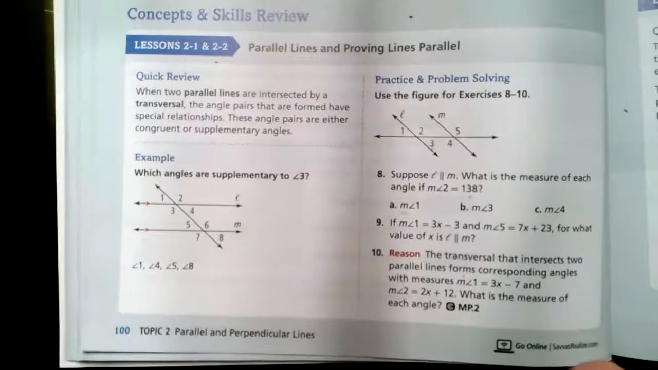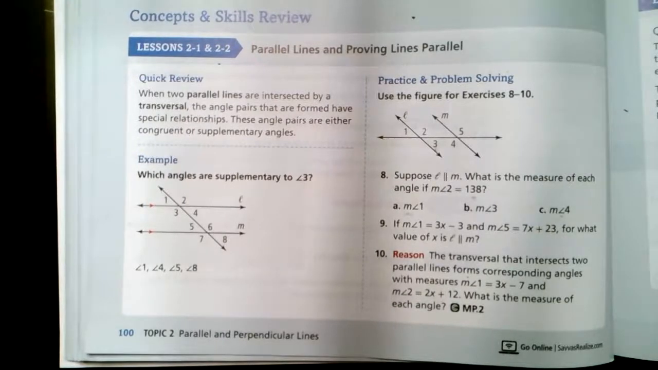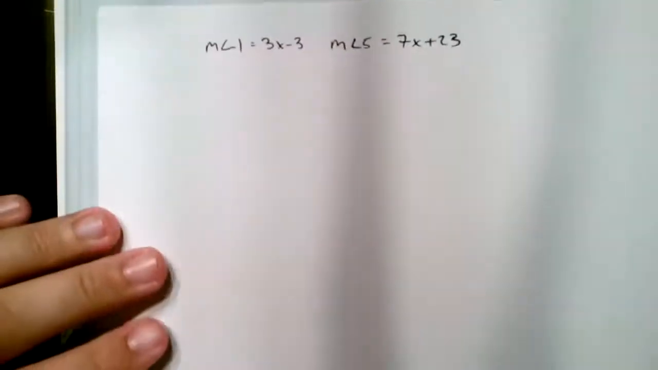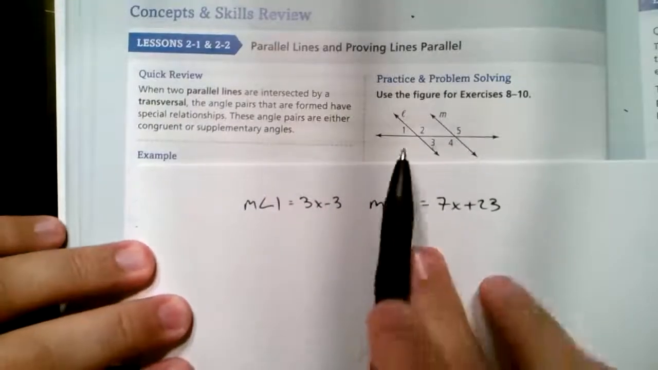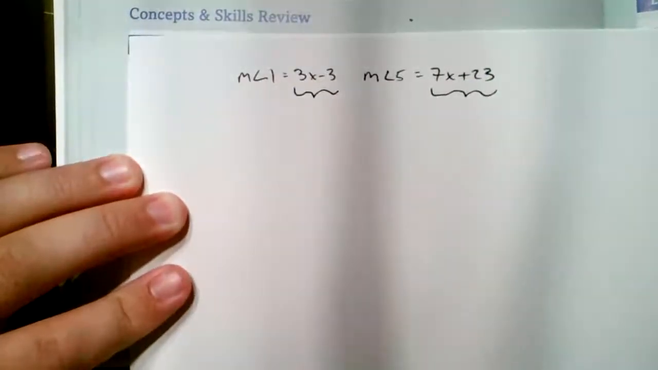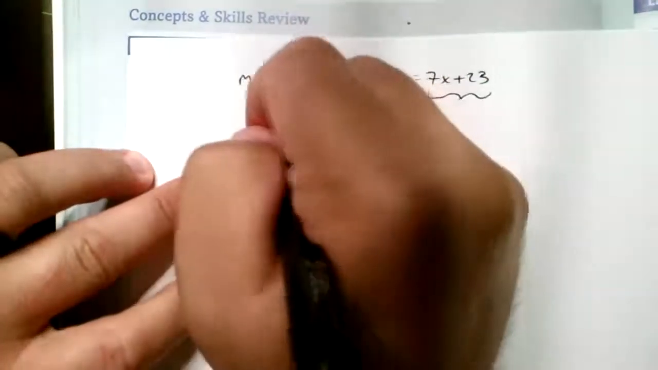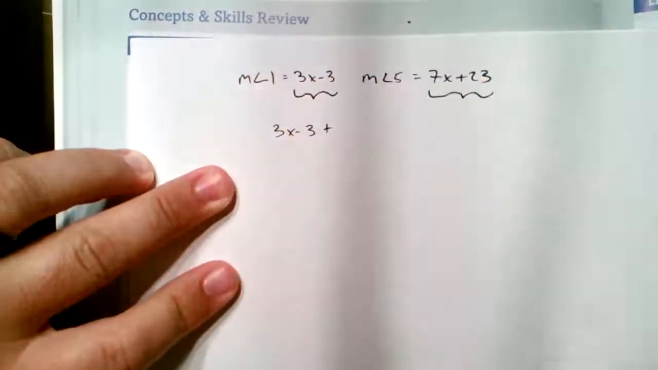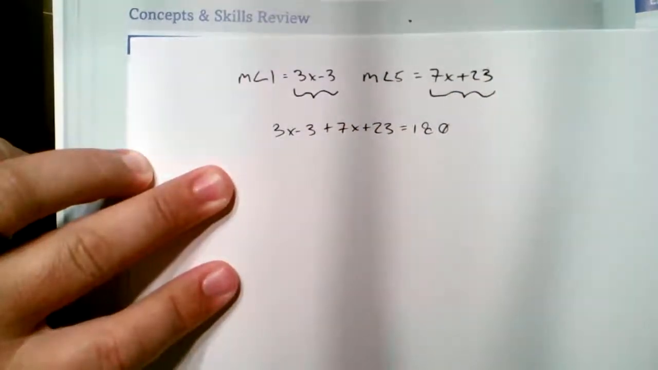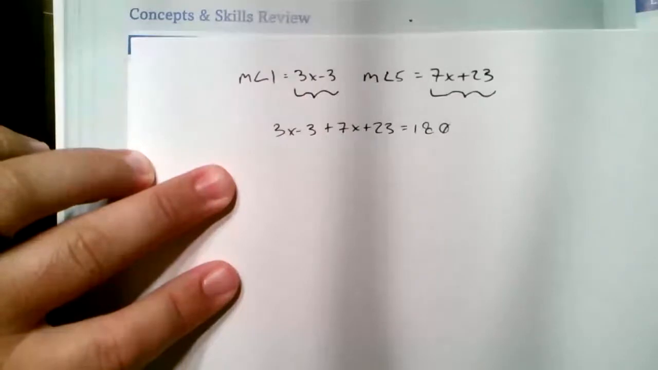So what I can do is I can take the measure of angle 1. I'm just writing this down below a little bit, but I'll put it up on the book here in just a second. I'm kind of out of space on my desk here. The measure of angle 1 is 3x minus 3. The measure of angle 5 is 7x plus 23. So I'm just rewriting down the information they gave me. Knowing in that picture that those two are same side exterior angles, I know that if I take those two angles and I add them together, they should add up to 180 degrees. So 3x minus 3 plus 7x plus 23 equals 180.